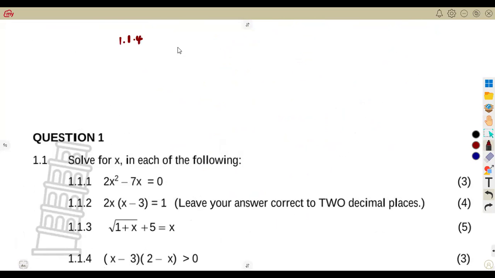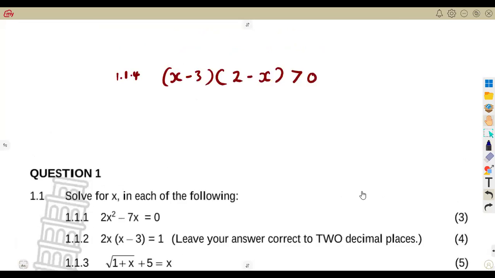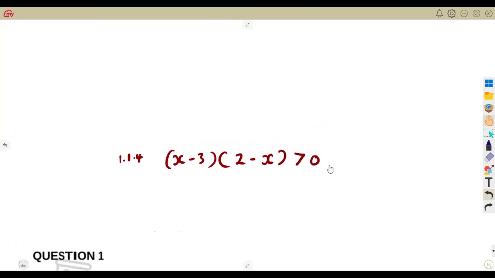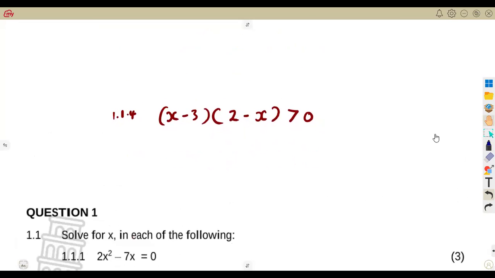Question 1.1, inequality: (x - 3)(2 - x) > 0. This is x minus 3 on its own, and this is 2 minus x. All right, that's greater than 0. So this is it. We are given a quadratic inequality. Why so? Because they've got two brackets. So if we had to find the critical values, we would have two values. So that's a quadratic inequality.